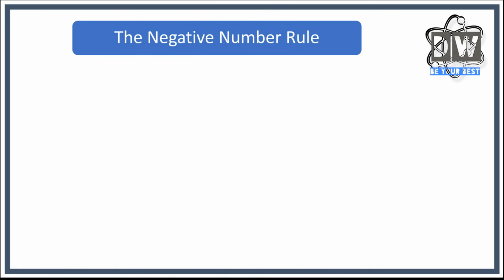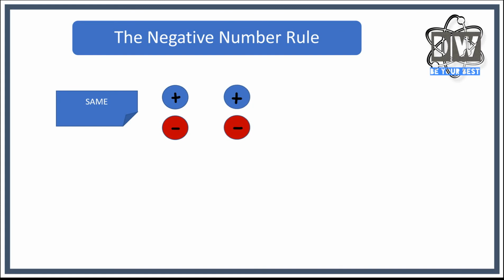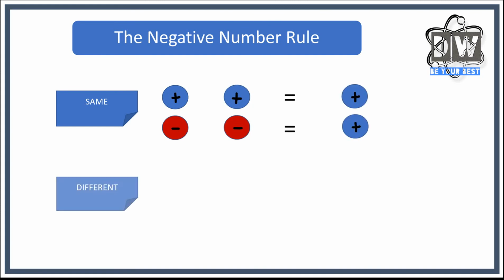The negative number rule. We've done this before. If the symbols are the same, then we've got a positive. If the symbols are different, we've got a negative. And we should know that. And if we don't know that, then we are going to know it by the end of this. So let's just think about that, that's our negative number rule.